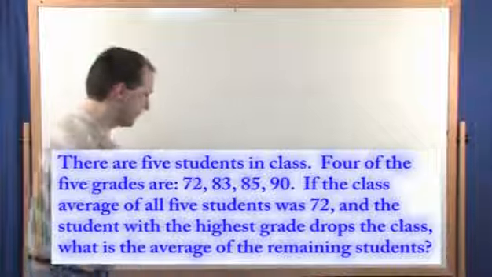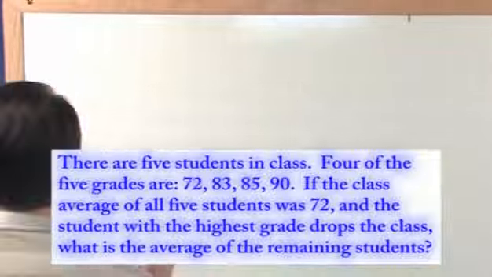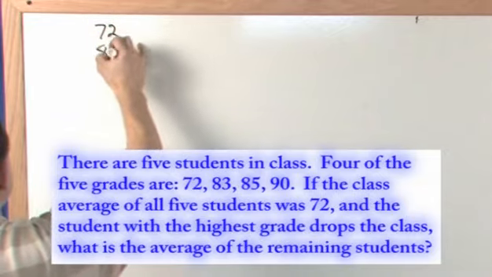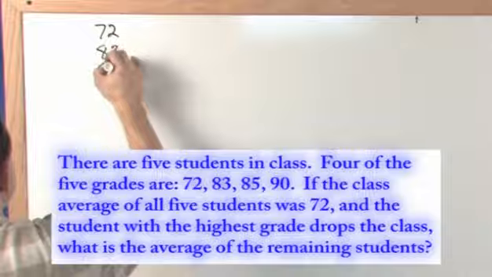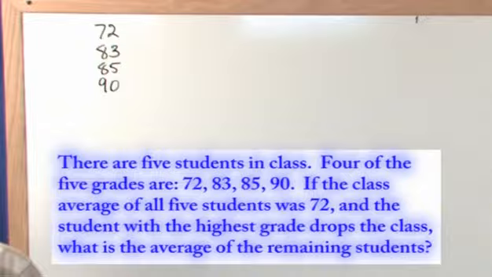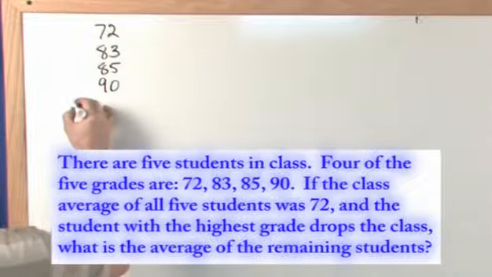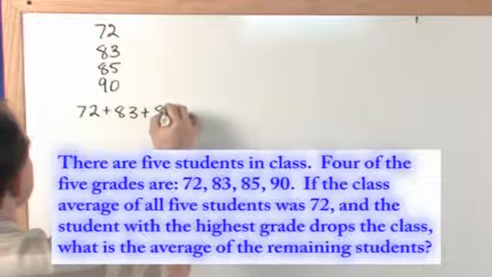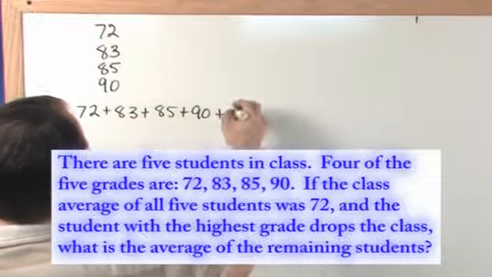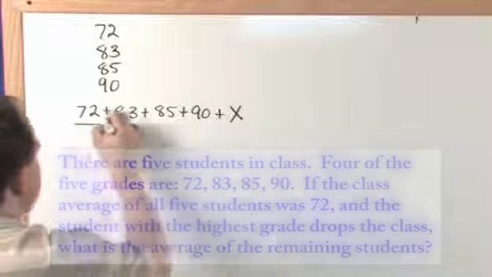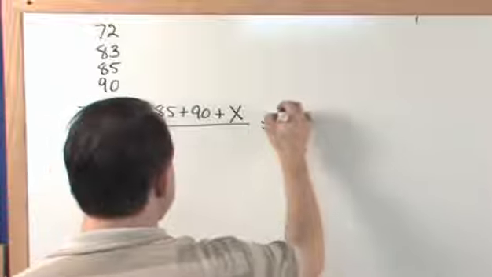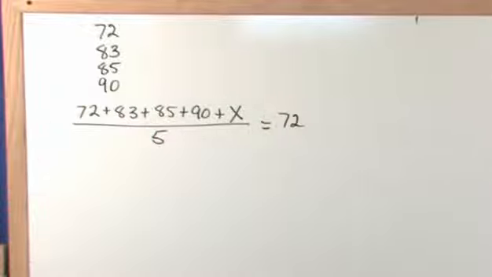Okay, so what we have to do is dive into it. What we know is we have 4 grades to begin with: 72, 83, 85, and 90. And we know from the problem that the average of all 5 students was 72. So it's 72 plus 83 plus 85 plus 90 plus some mystery grade X, dividing by 5 because it's 5 grades. The average of this is 72. That's what we know.